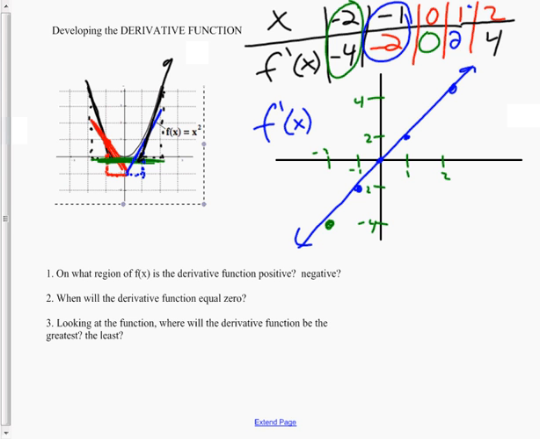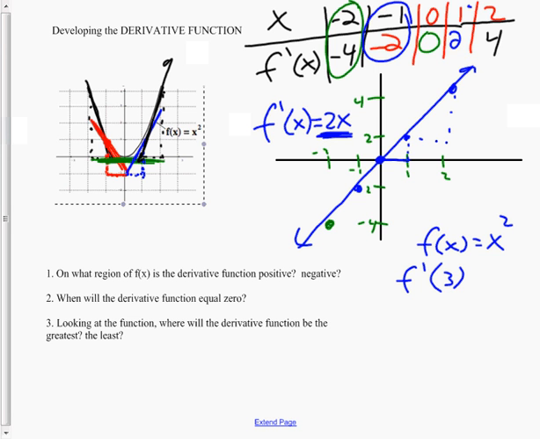For each point, we go over 1, up 2, over 1, up 2, over 1, up 2. It goes through the origin. You know a lot about linear functions, so we know that our derivative function has the equation 2x. Wow, this is really powerful now, because if I say, given the function f of x equals x squared, what is the derivative, or what is the slope of the tangent line when x equals 3? Now we can just use this developed derivative function.